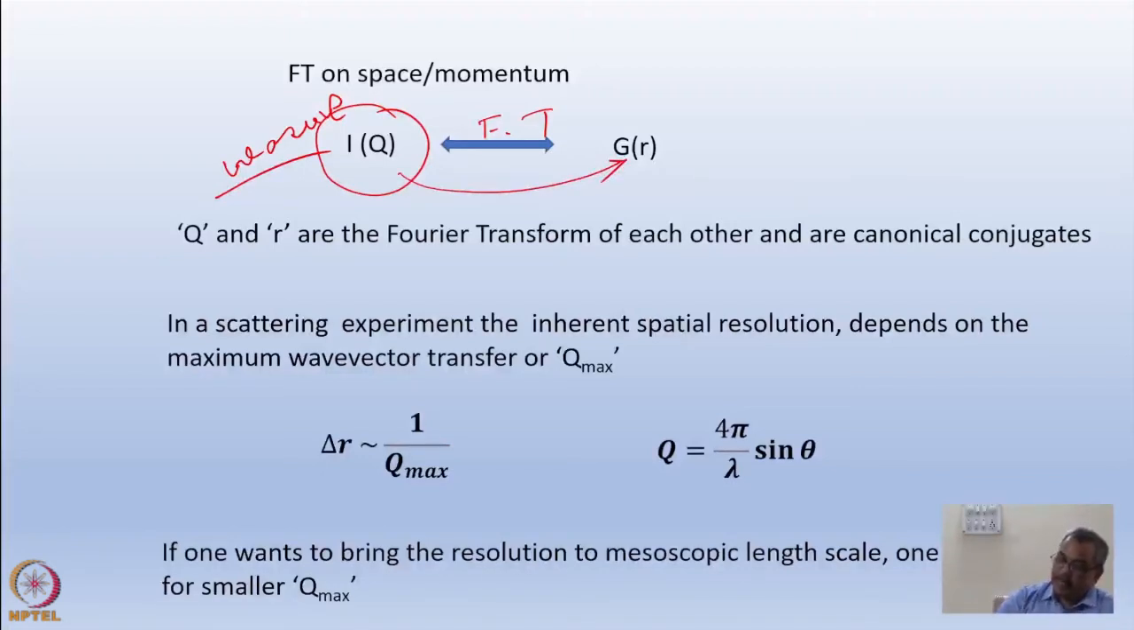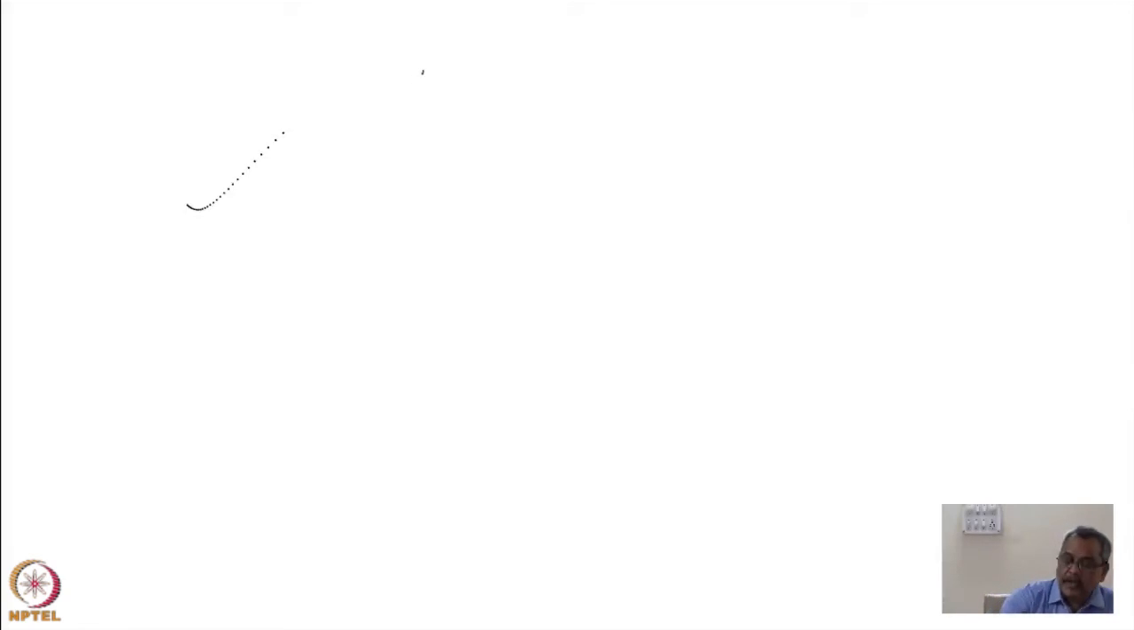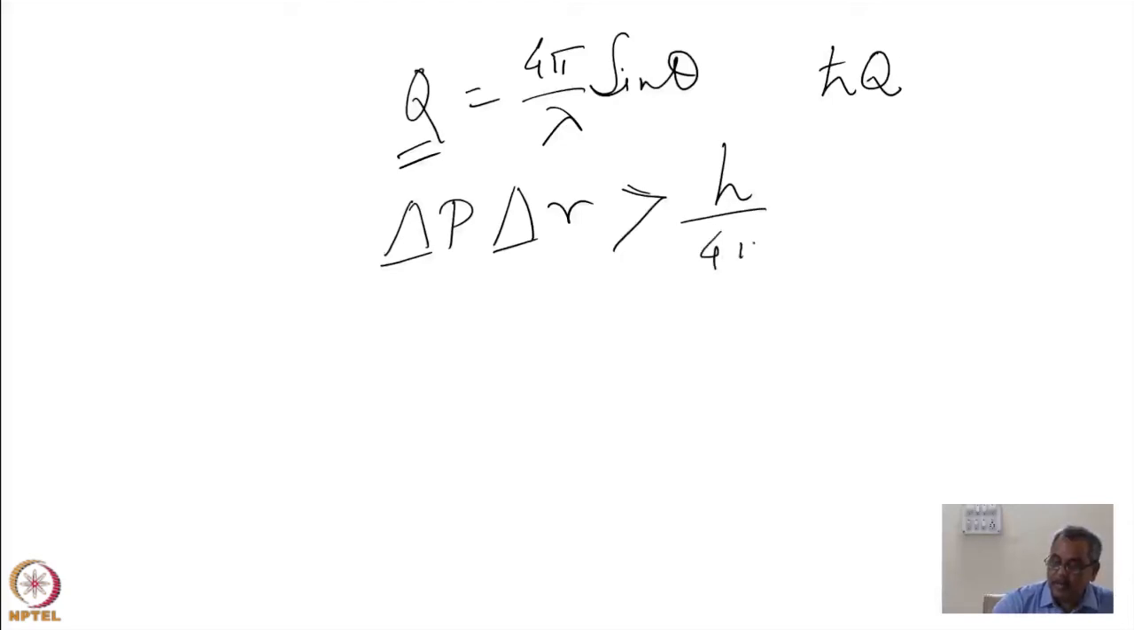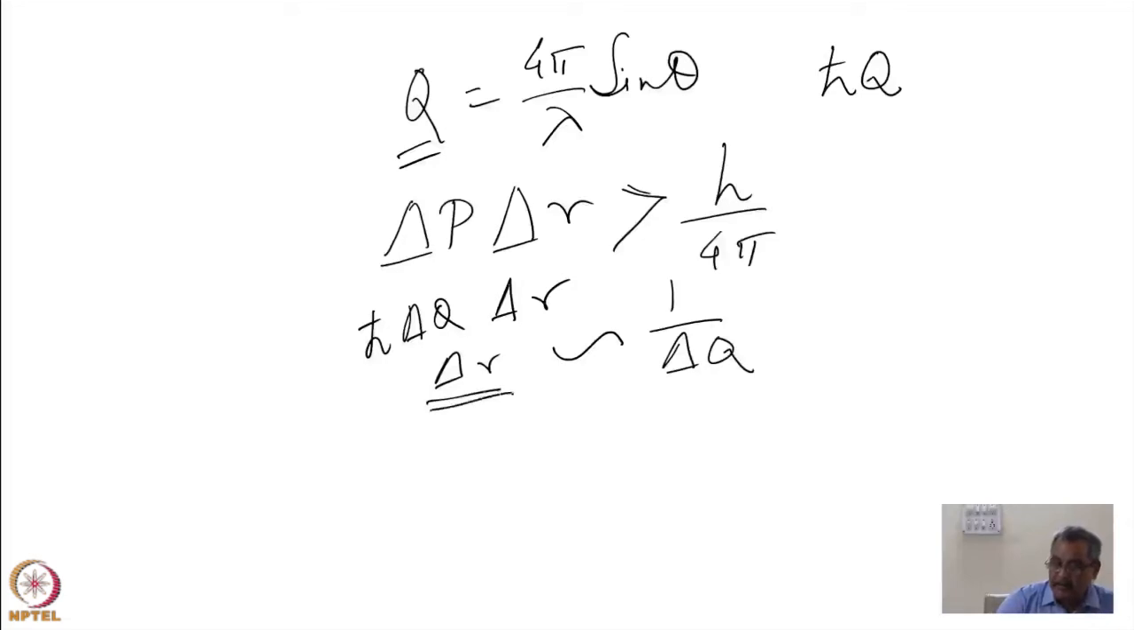But what does quantum mechanics tell us? I will use the uncertainty principle. In an experiment we have a q which is 4 pi by lambda sin theta. This is the momentum transfer, a wave vector transfer. Momentum transfer is h cross q. From the uncertainty principle, delta p delta r must be greater than or equal to h by 4 pi. So delta p is nothing but h cross delta q, and delta r is greater than or of the order of, I might be missing some numerical factors, 1 by delta q. So your inherent resolution, dictated by quantum mechanics, or rather by the uncertainty principle, is the resolution.